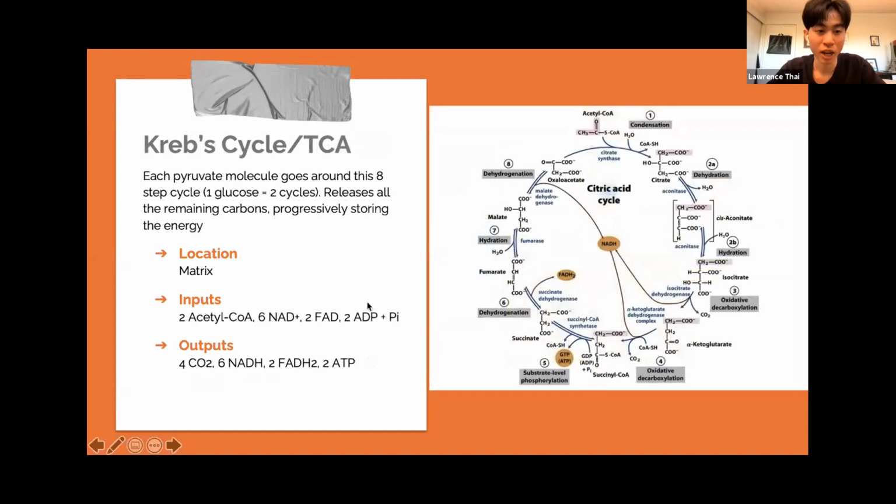Okay. So this is the Krebs cycle. You obviously don't need to know every single thing here, no enzymes or whatnot. Just know there are 8 steps. We've got the acetyl-CoA now, and it goes around this cycle. The purpose of this cycle is to release all of the carbons that are left from acetyl-CoA and extract all the remaining energy.